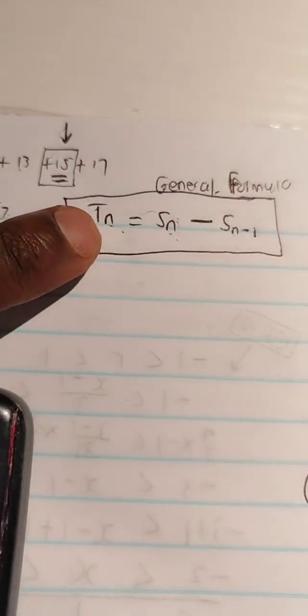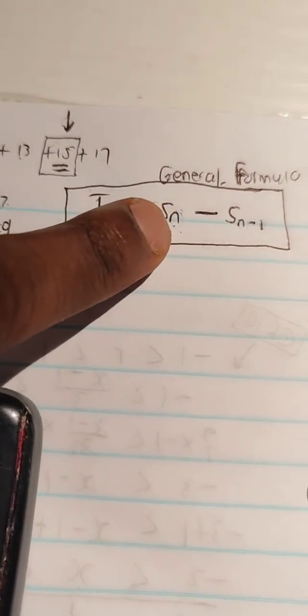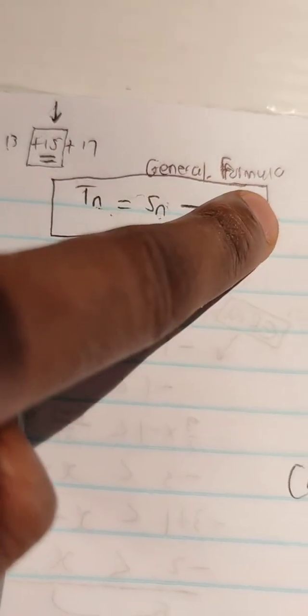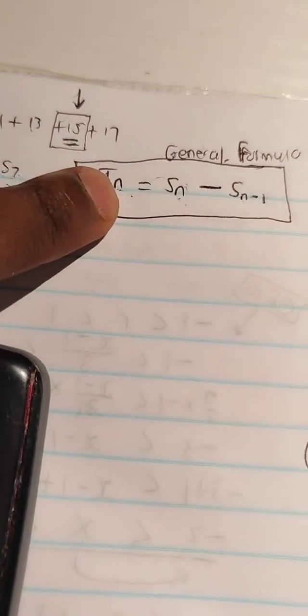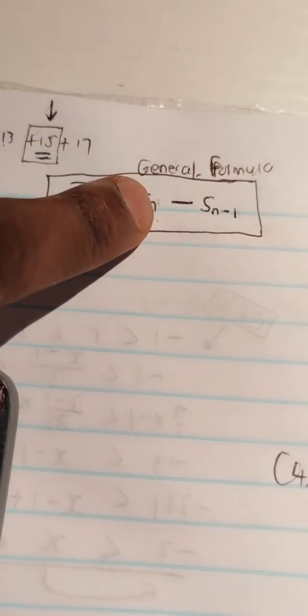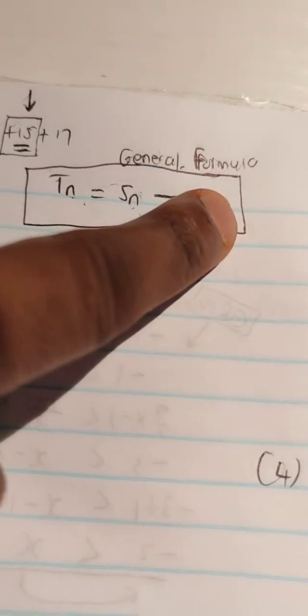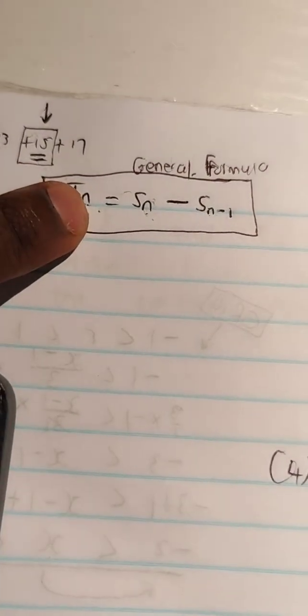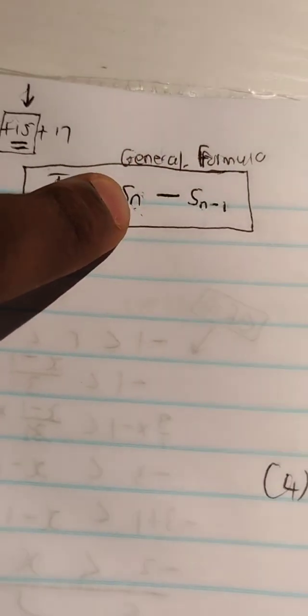That means you are going to have to get term 1 using this formula, get term 2 using this formula, get term 3 using this formula. And you know, if you want term 1, then it's going to be S1 minus S0. If you want term 2, you are going to substitute S2 minus S1. If you want term 3, it's going to be S3 minus S2.